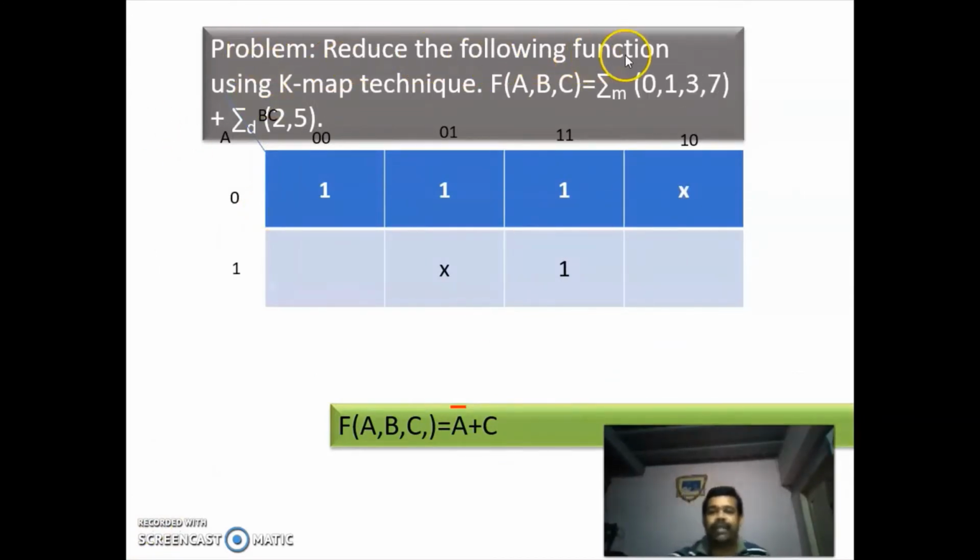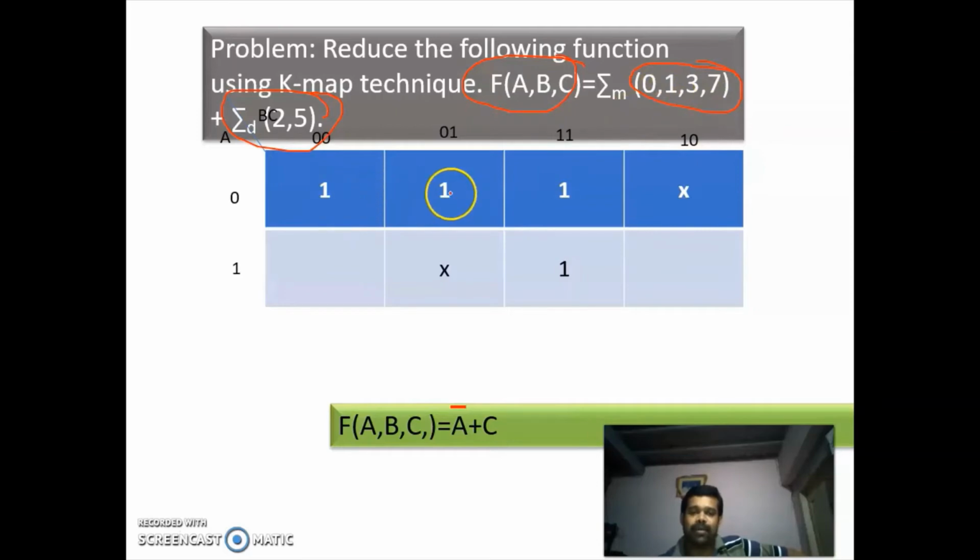Reduce the following function using K-map technique. F of A, B, C is equal to summation of M 0, 1, 3, 7 and don't care of 2, 5. How many variables you are having? You are having 3 variables. So the variables are A, B and C, and you have to draw a 3 variable K-map, and the min terms are 0, 1, 3, 7.